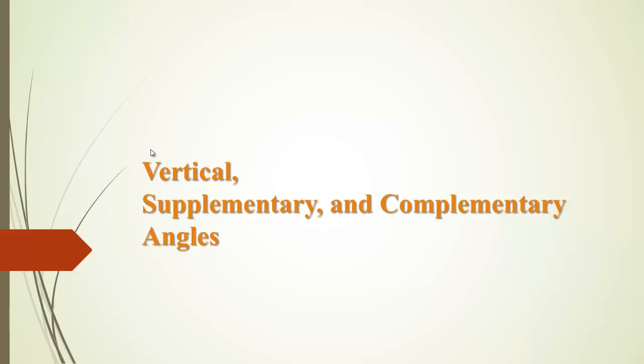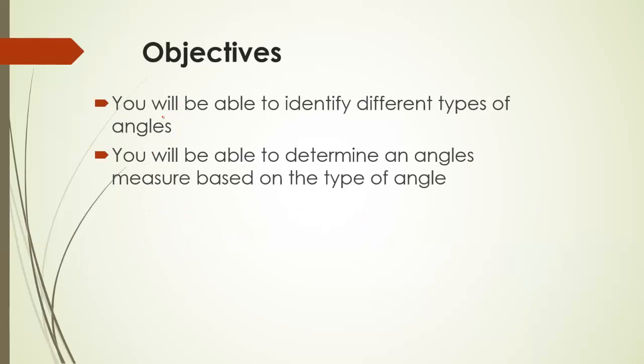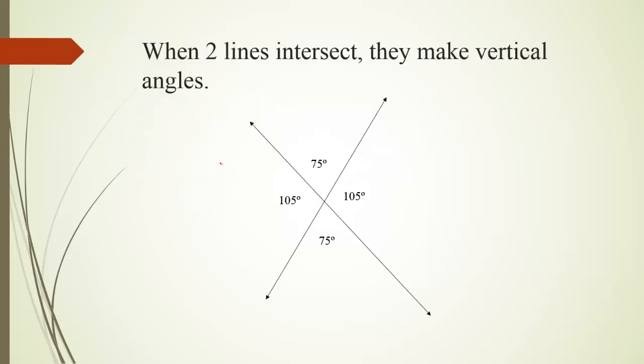All right, we are covering vertical, supplementary, and complementary angles, and this is from 2.2 in your books. For those of you that want to follow along, we'll discuss 2.1 tomorrow. Okay, so your objectives: you will be able to identify different types of angles, and determine an angle's measure based on that type of angle. Pretty straightforward stuff. Again, we're going to be involving some algebra here.